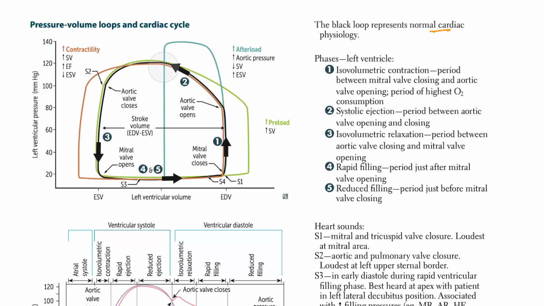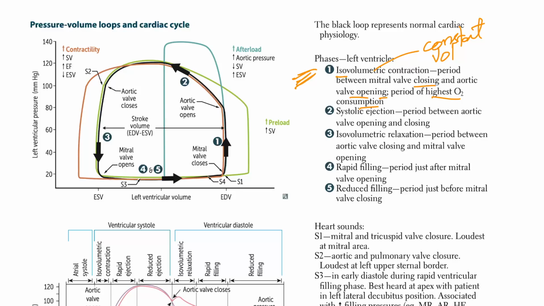So let's read this now. We have the phases of the left ventricle. The first one is isovolumetric contraction, which is the period between mitral valve closure and aortic valve opening, the period of highest O2 consumption. So what does isovolumetric mean? Isovolumetric means constant volume.